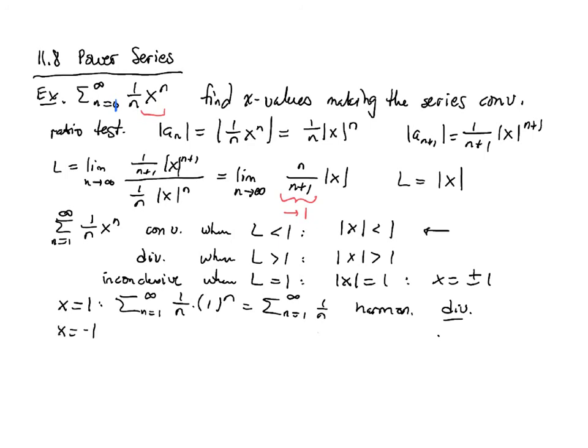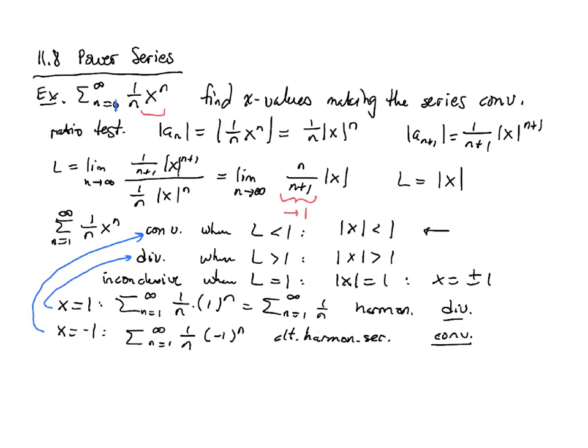And when x equals negative 1, our series is the sum from n equals 1 to infinity of (negative 1) to the n over n. This is the alternating harmonic series. And if you haven't seen this one, you can use the alternating series test to decide that this one converges. So the x equals negative 1 piece gets lumped in with the points where the series converges, and the x equals 1 piece gets put in with the values where the series diverges.